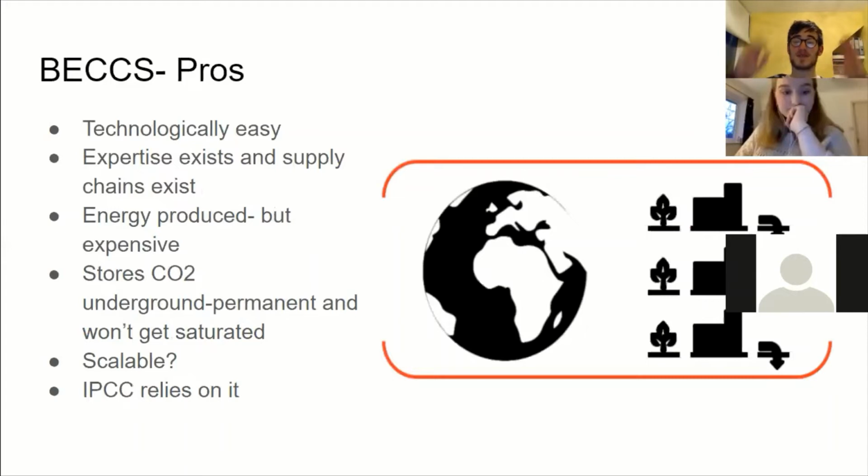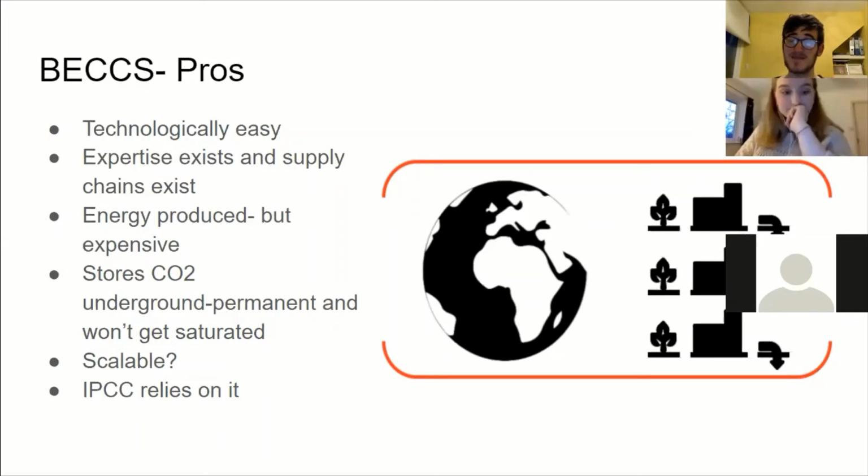So what are the pros of this? So firstly, it technologically exists. We have a power station that does something close to this already, which is called Drax, although not necessarily so effectively. I'm not an expert on Drax. Some people accuse them of greenwashing and being really bad. Some people think they're great. I'm not going to make any judgment on them. That's not my role here.